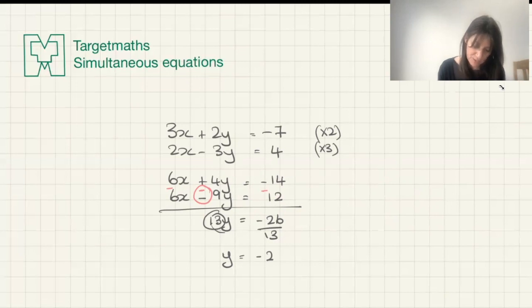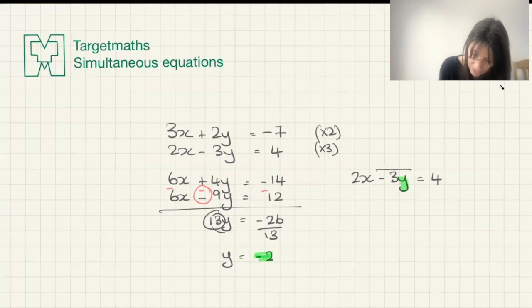I'm going to use the bottom one. It's not the easiest, but I'm going to use that one just so that I can show you again how to manage when there's lots of negatives around. So I've got 2x minus 3y equaling 4. Now I know that my y is -2. So just that little bit there is -2.